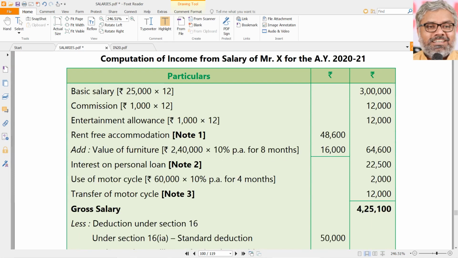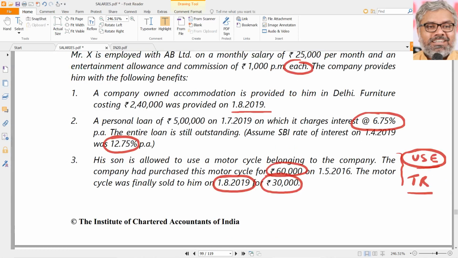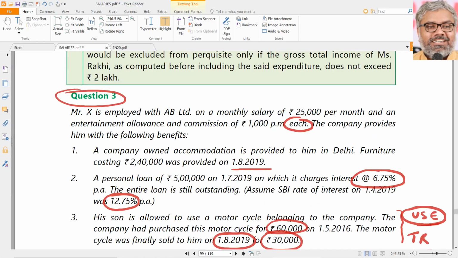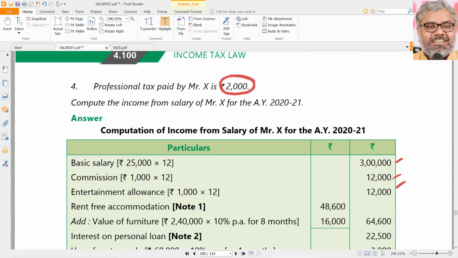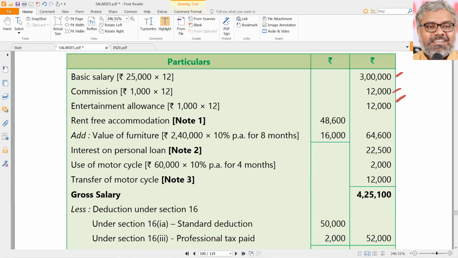So basic salary you will calculate normally. Commission you will calculate normally. There is entertainment allowance included here first, definitely. Deduction will be there or not, you have to check later, not now. Even later also it will not be available because it is AB Limited, not government. So no deduction later also for entertainment allowance. Even then, we should not even think about it now. We should just simply include it first.